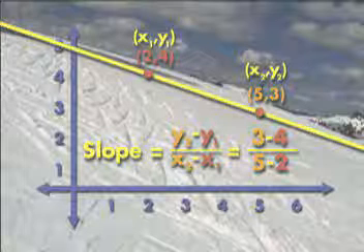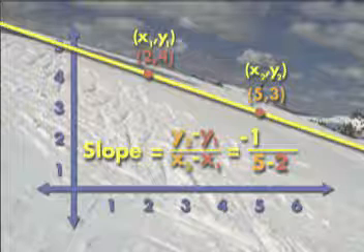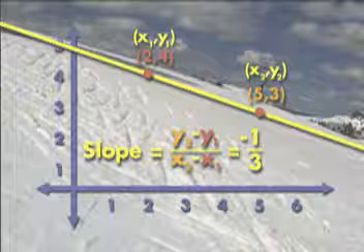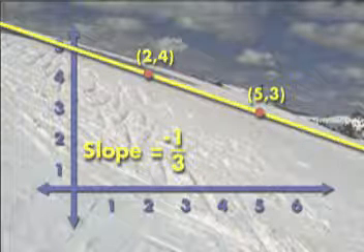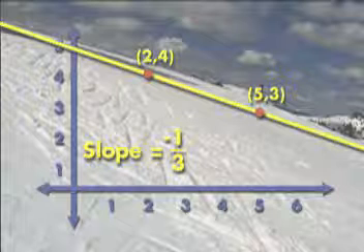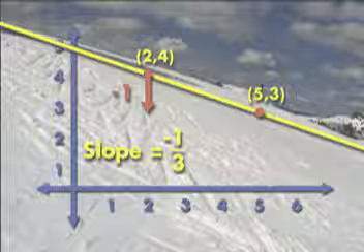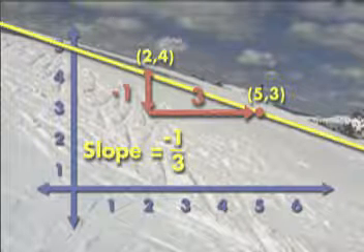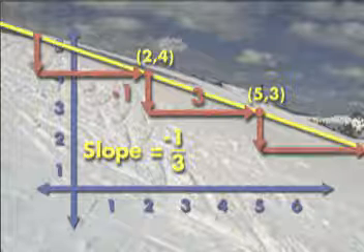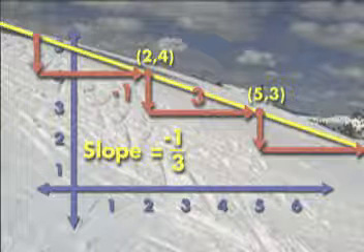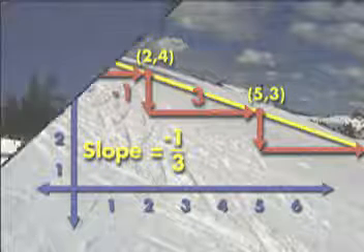In the numerator, 3 minus 4 is negative 1. And in the denominator, 5 minus 2 is 3. That makes the slope equal to negative 1 over 3, or negative 1/3. That means if you start at any point on the line and make a vertical change of negative 1, followed by a horizontal change of 3, you'll end up at another point on the line. Since all parts of the line have the same slope, the slope, negative 1/3, describes the steepness of the line.